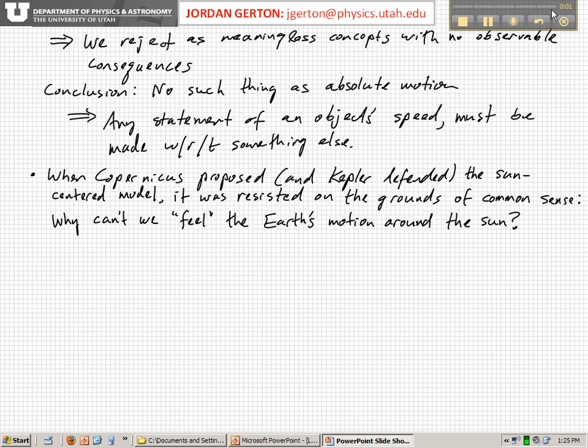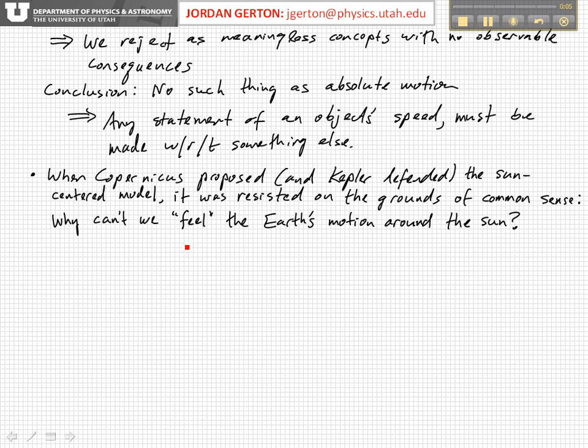Okay, so what I was saying is that when Copernicus proposed and Kepler defended the sun-centered model, which Kepler defended a few decades later, it was resisted by the public on the grounds of common sense. The question was, if the Earth is orbiting around the sun and we're on the Earth, why can't we feel this motion? Why can't we feel the Earth going around the sun?